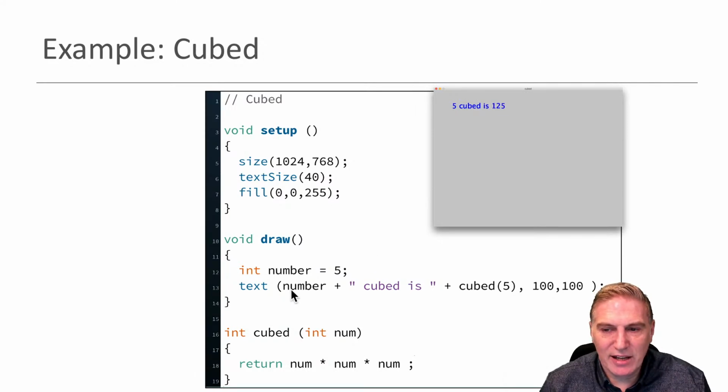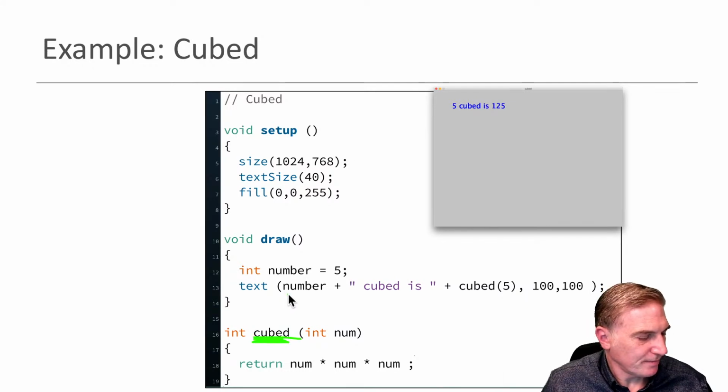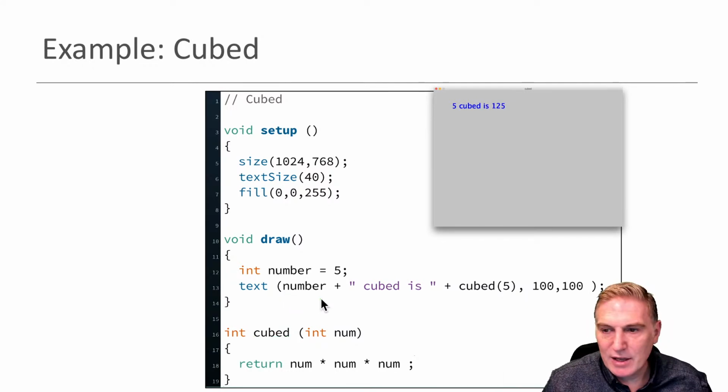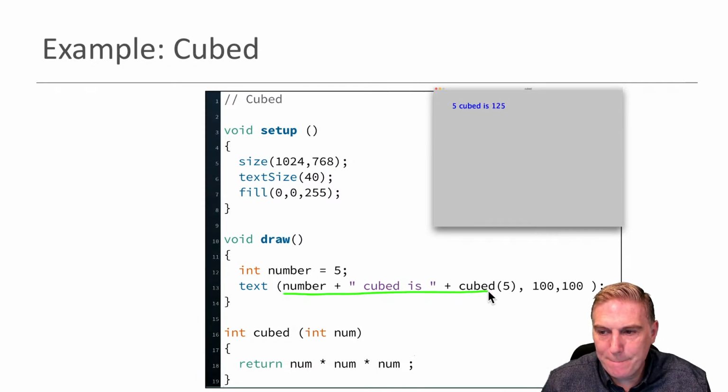So text takes in a string. In this example, my string is all of this. And we've seen examples like this before. We're saying the value of the variable number, so in this case, that would be 5. And that's appended to the string cubed is. So we're now saying 5 cubed is.